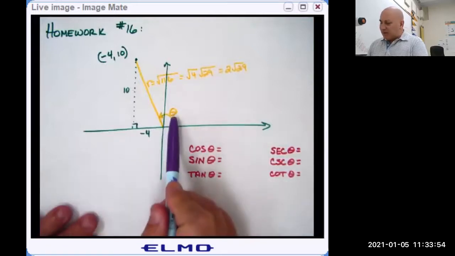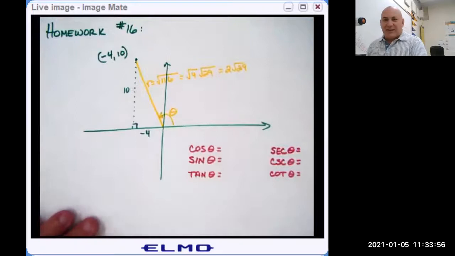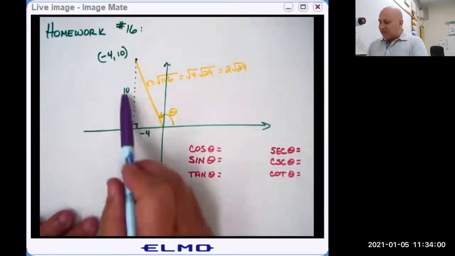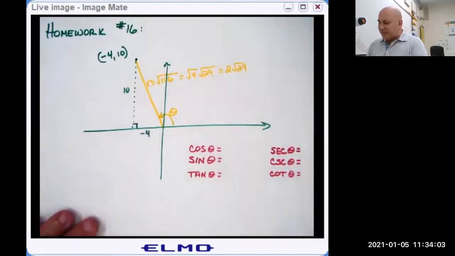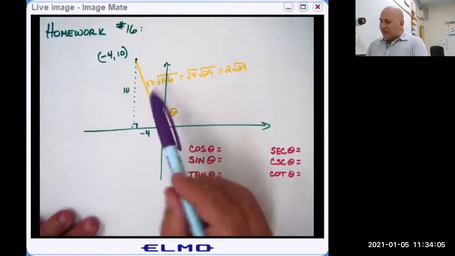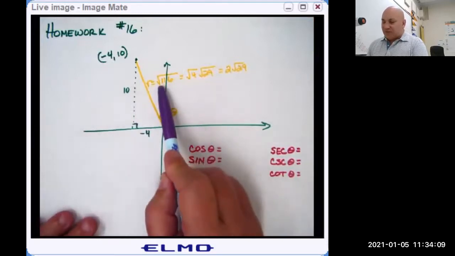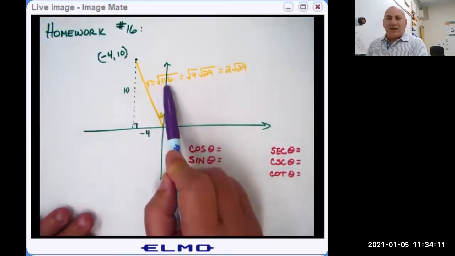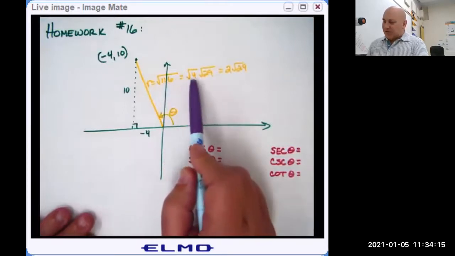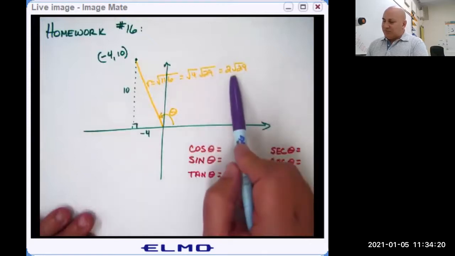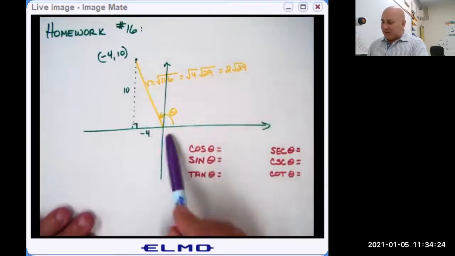What is the cosine of angle theta? Well, you can tell it's got to be negative. The sine's got to be positive, and the tangent has to be negative. So if we find r, that's 100 plus 16. R is the square root of 116. I can tell that 116 is divisible by 4, so I factor a square root of 4 out of that. And in simplest terms, it's 2 root 29, this hypotenuse.